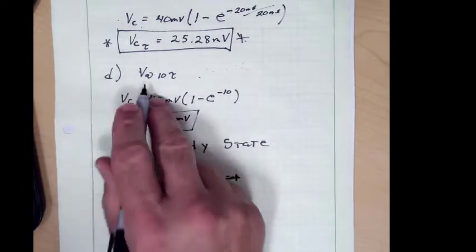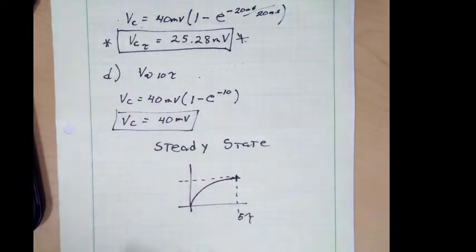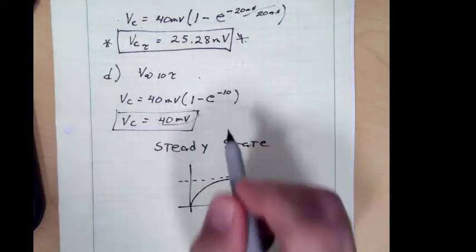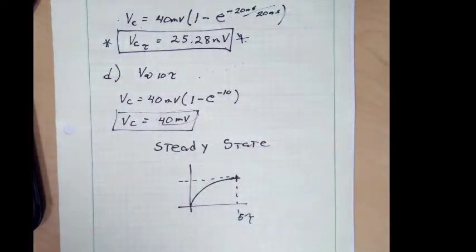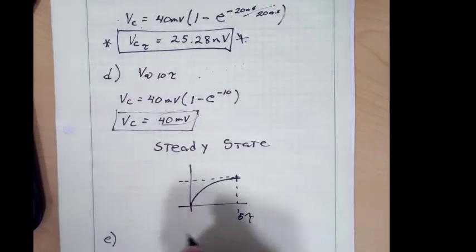So effectively, in part D, he's saying, what is the steady state voltage of this circuit? Without doubt, well past 5 time constants, 40 millivolts, which is our Thevenin voltage, which is what we would expect it to be. Which brings us to part E of this problem.